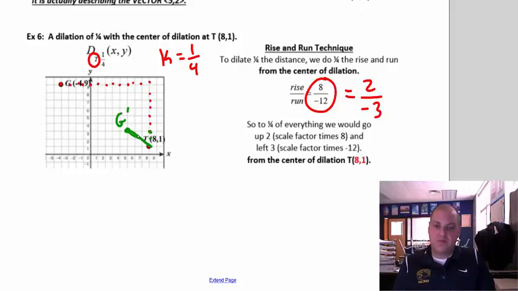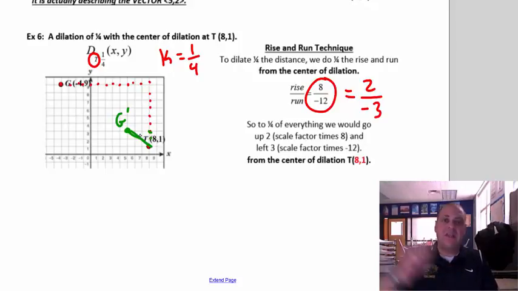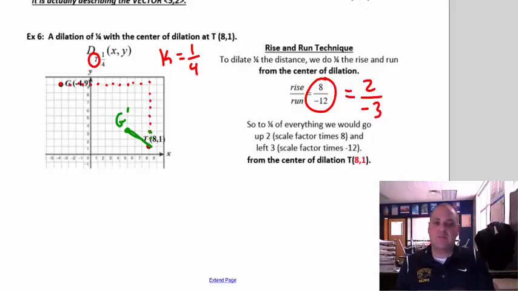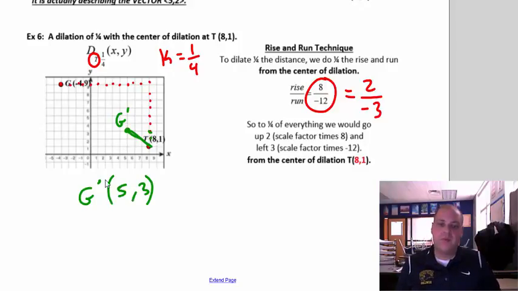Okay, so TG prime is right there, and that green length is 1/4 of the length all the way to G. T to G prime is 1/4 of the length. Okay, we just chopped both the rise and the run in fourths. We divided by 4. And that's that. Okay, so we'll practice this in class tomorrow. Again, G prime, I should have written that. G prime, we should get the coordinates, 1, 2, 3, 4, 5, 1, 2, 3. So it's going to be at 5, 3. All right, 5, 3 would be the coordinates there.